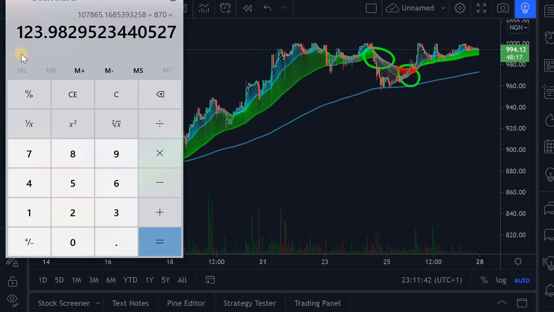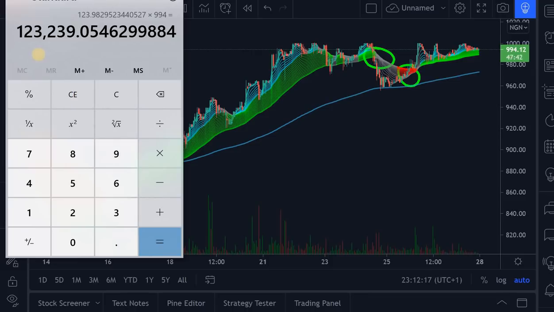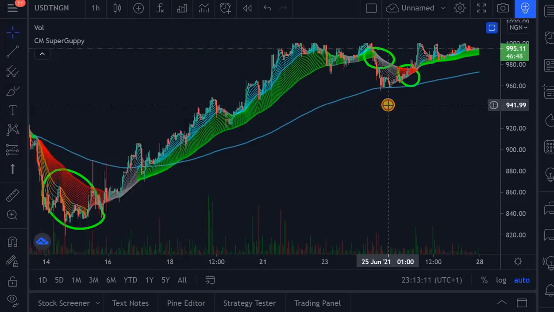Right now we are going to multiply 123.98 times 994 naira. As you can see, what we are going to get is 123,239 naira. Earlier in this video, we started with 100,000 naira, and right now we are up 23,000 naira in profit. You can see that this indicator is working perfectly, but we are not done yet. Now let's head over to the price chart.